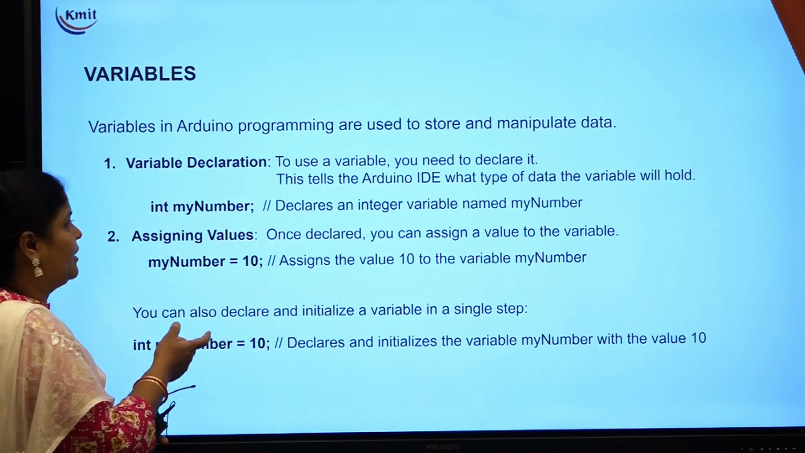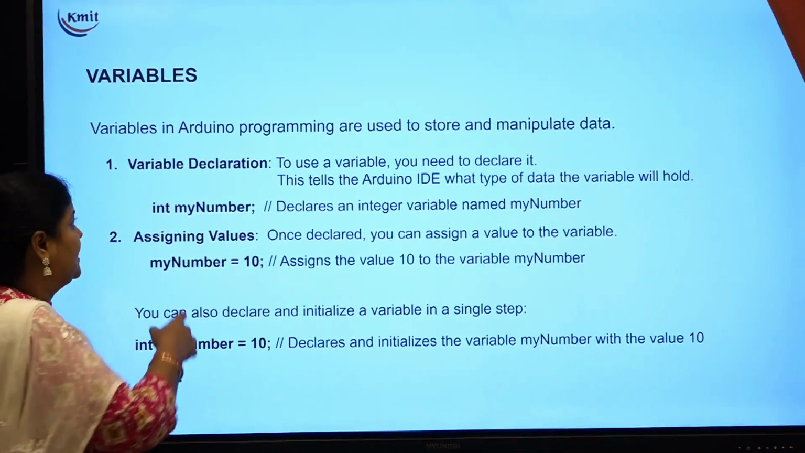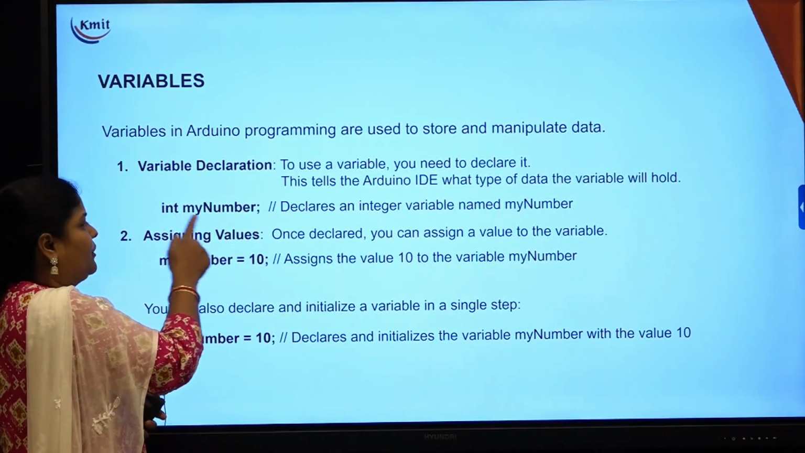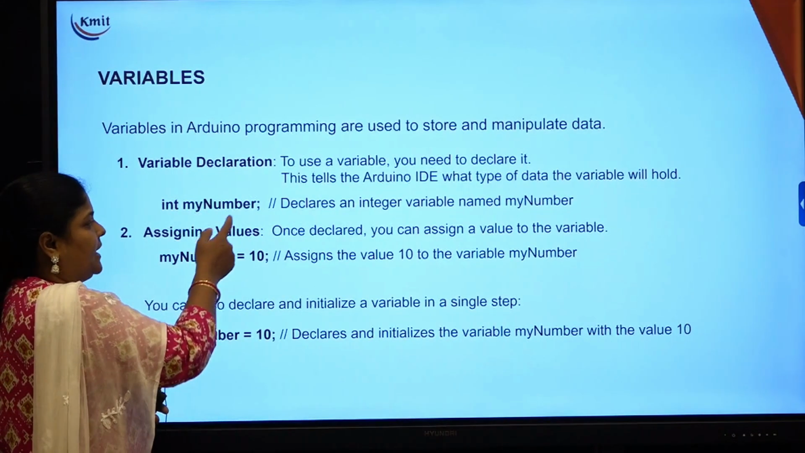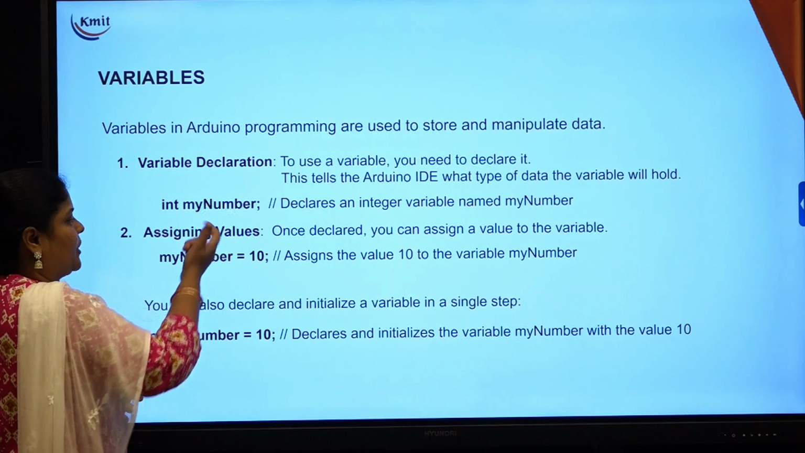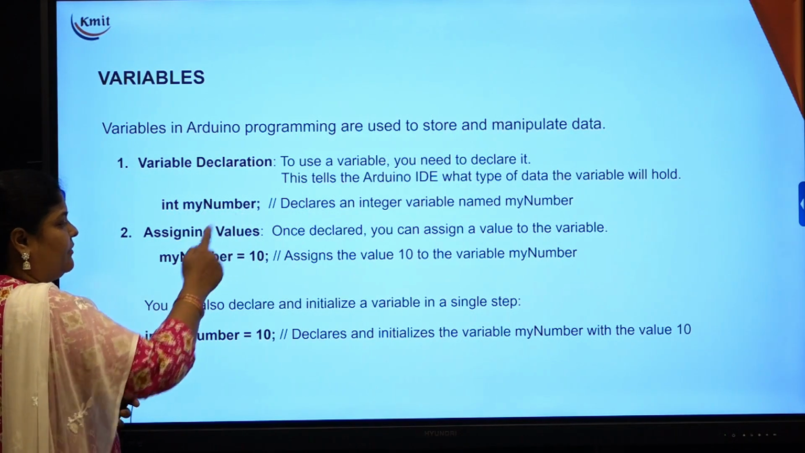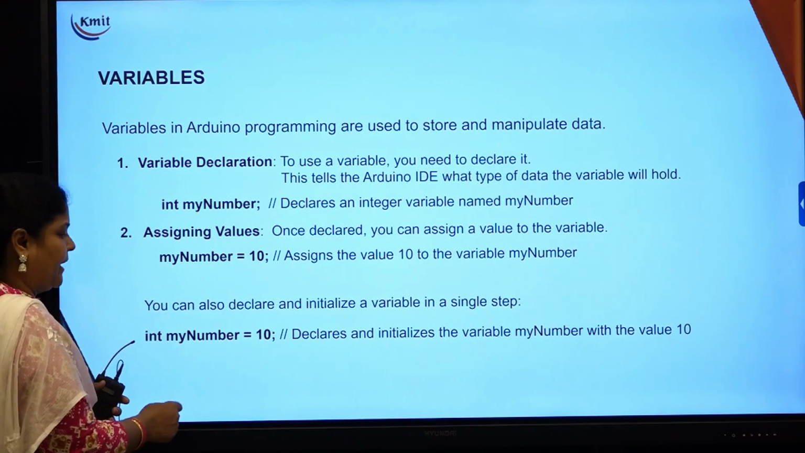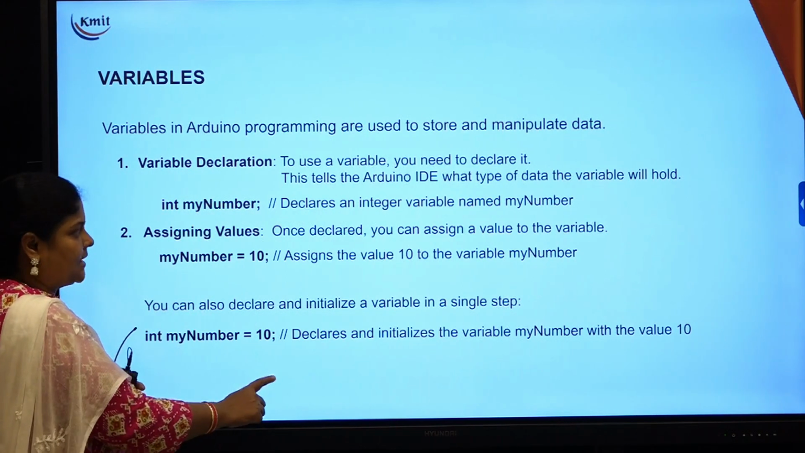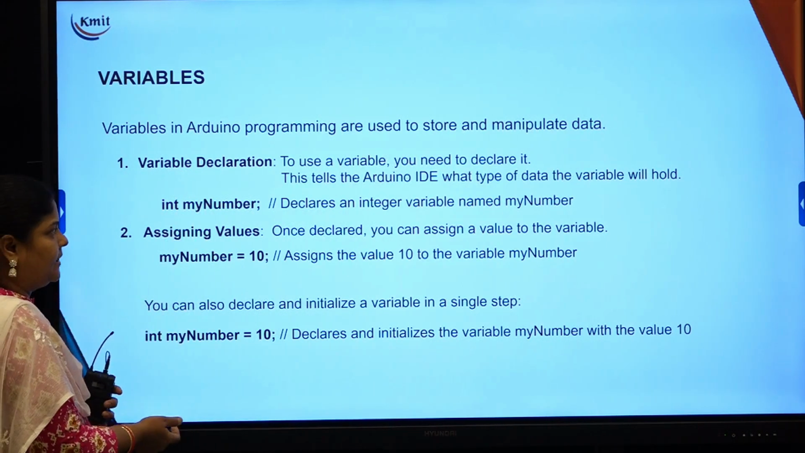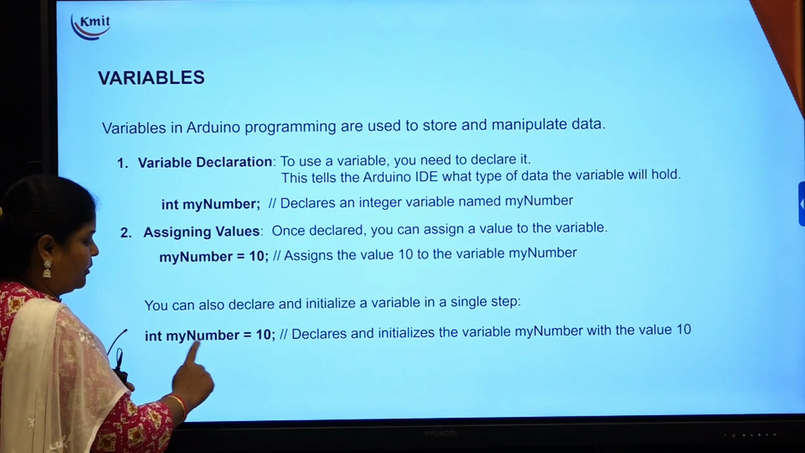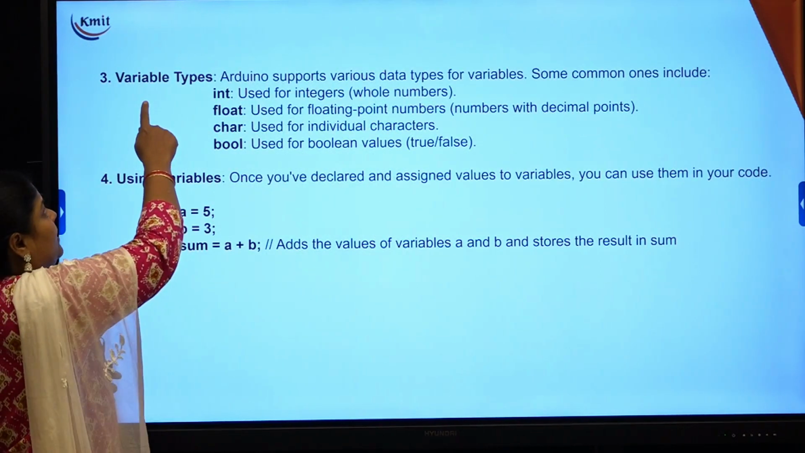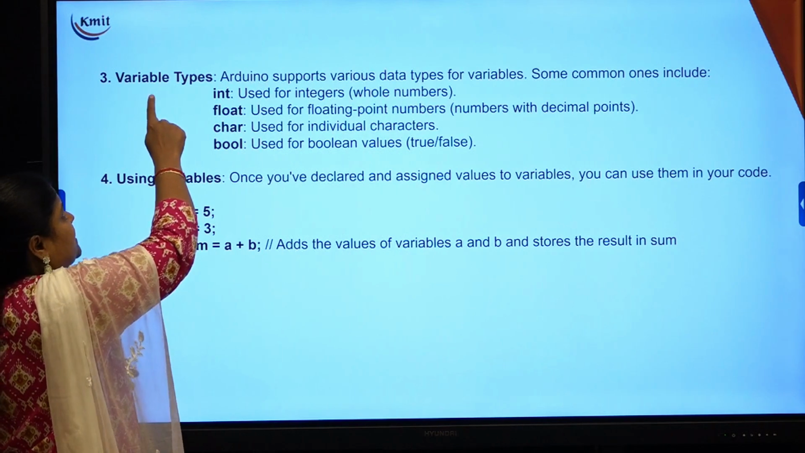Next topic is variables. You can assign some variables and use them. To use a variable you need to declare it. Int is the type of the variable you are declaring, and myNumber can be any name you give, and you can assign a value like myNumber = 10. You can do declaring and assigning in one step, like int myNumber = 10. These are basic things you are already aware of, but as we have the topic, we will brush up.